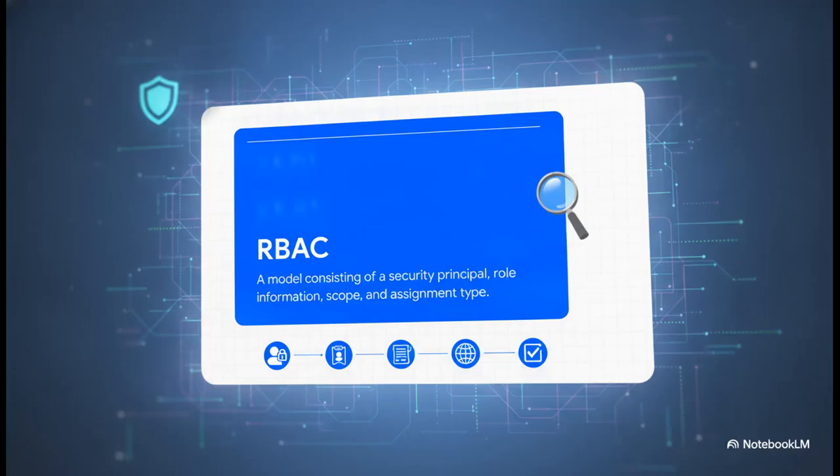So before we actually build a role, we really need to understand the underlying mechanics. Role-based access control, or RBAC, is our primary mechanism for controlling access to Azure resources. When you create a role assignment, you're basically combining 4 specific things: a security principal, which is just your user, group, or service, the role information itself, the scope of where it applies, and the type of assignment.